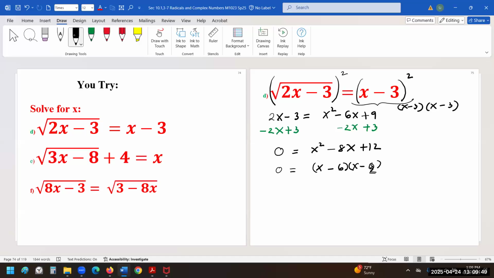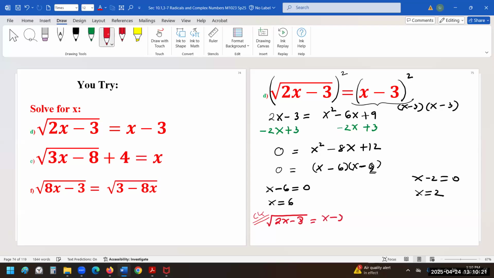6 times 2 is 12, 6 plus 2 is 8, and they have two negative signs. So x minus 6 equals 0, x minus 2 equals 0. So x is 6, 2. Perfect. You're replacing x with 2 and x with 6.